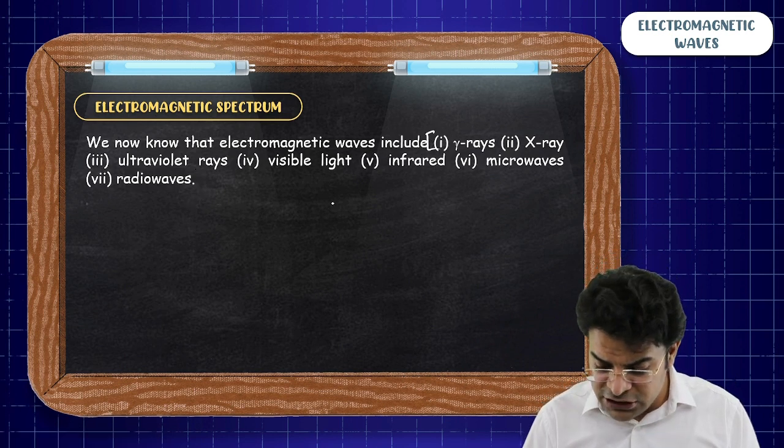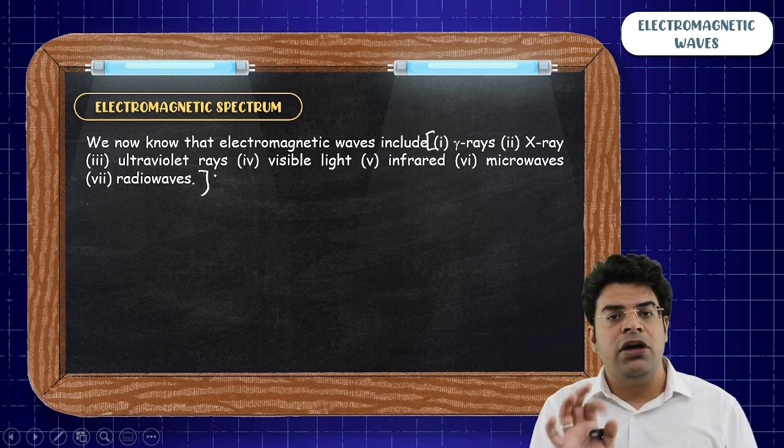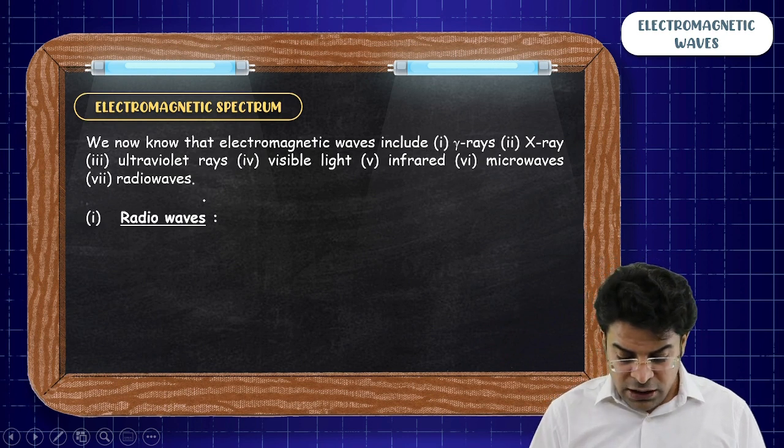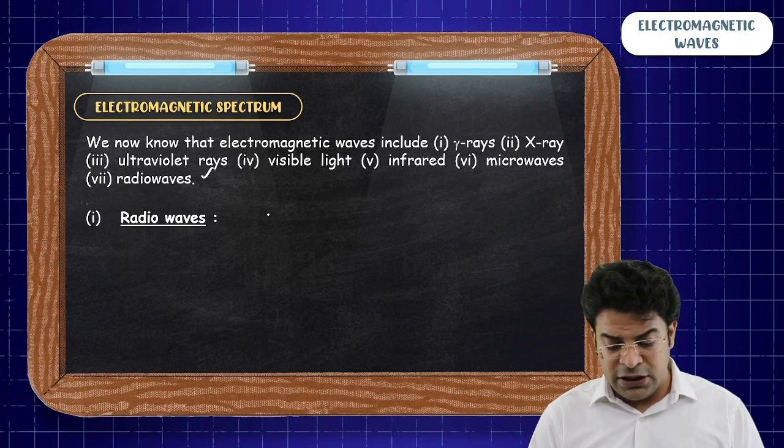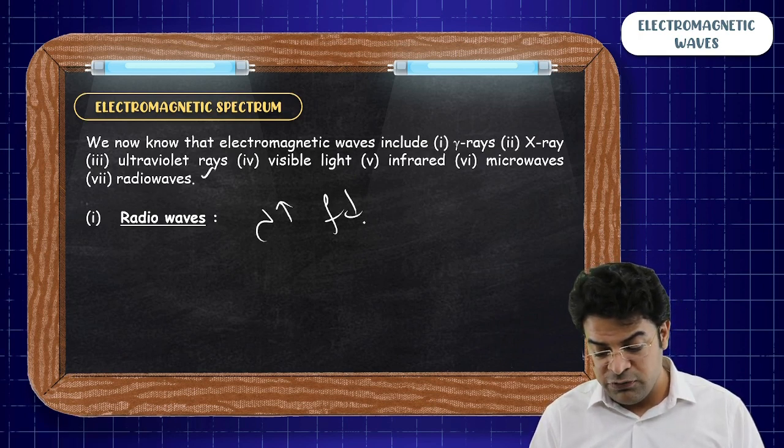So in a nutshell, all of these waves are combinedly called EM waves. Now, bacho, let's talk about them one by one, starting from the lowest energy one. Lowest energy means maximum wavelength, means lowest frequency.